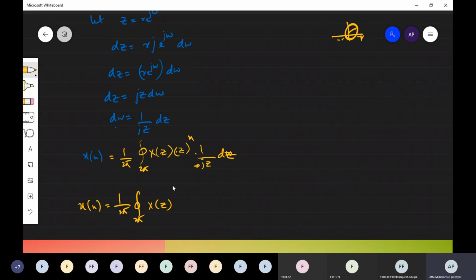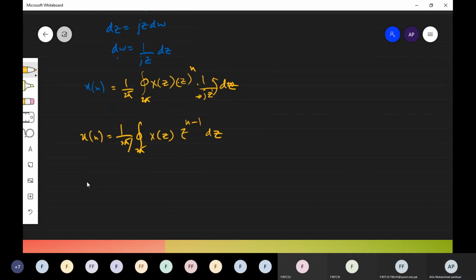So we can take this j out, so it becomes 1 over 2 pi j. And if you take this z, which is z power 1, and bring it to the numerator, then this must be z power minus 1. And this is also z power n, so the bases are the same and the powers are to be added, so this must be equal to z power minus n dz, right?